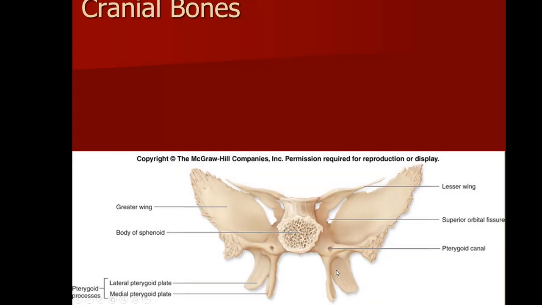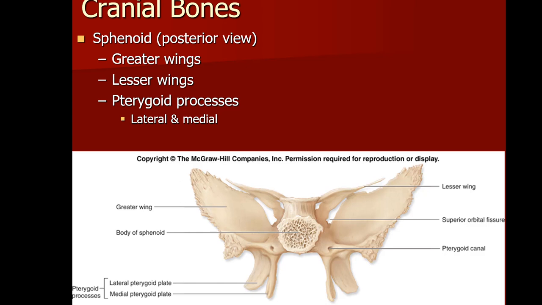We look at the back view, or posterior view, of the sphenoid. It's going to look like this, more like a butterfly. So this is a little bit easier. You have two pairs of wings, so greater, lesser. So the greater is bigger than the lesser wings. And then these projections pointing downward are called pterygoid processes. And there's a lateral and a medial. And here would be lateral, medial.